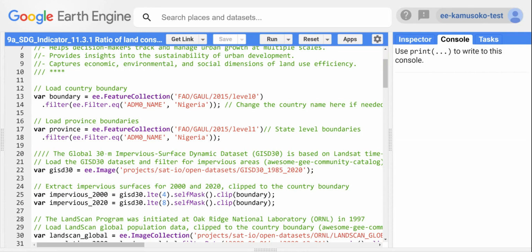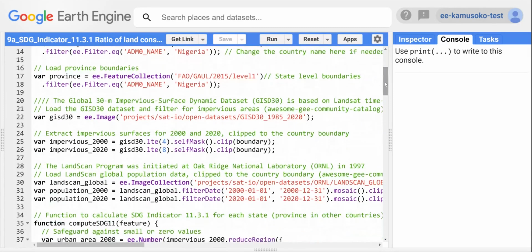Next, we are going to load the FAO boundary dataset for level 1, which corresponds to the state level boundaries. Then following that, we are going to load the global 30-meter impervious surface dynamic dataset, which is created from a time series of Landsat datasets from 1985 to 2020. So this dataset is created at a 5-year time interval.